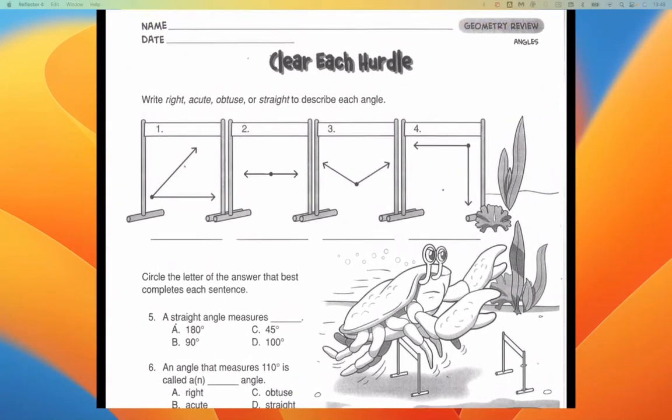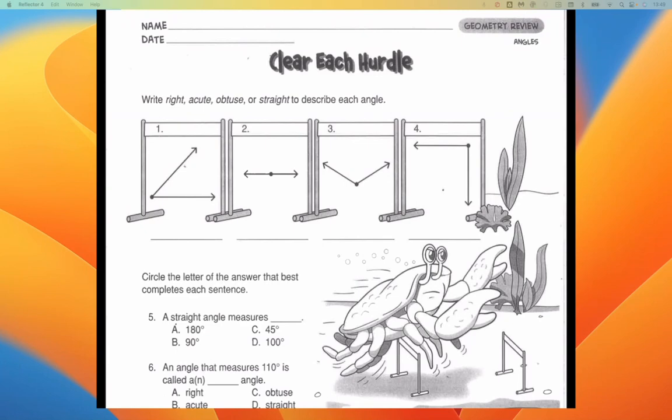Okay, we've got to clear each hurdle, which means we're going to be naming the types of angles that are there. So we're going to be talking about right angles, which are 90 degrees, acute, which are less than 90 degrees, obtuse, which are more than 90 degrees, and straight, which is a straight line, or 180 degrees.